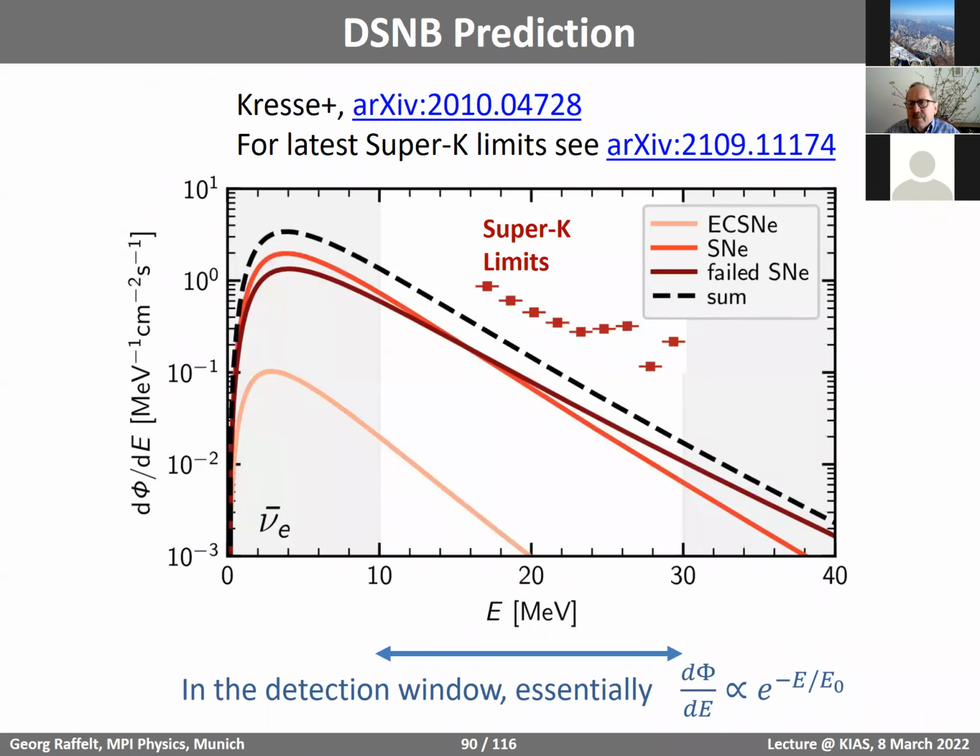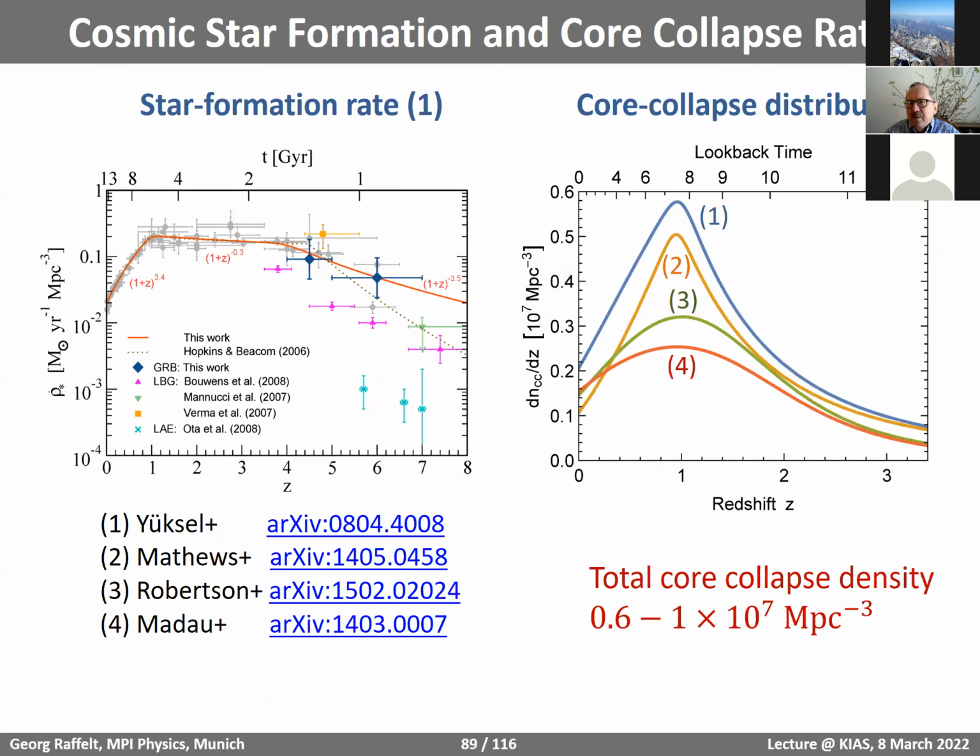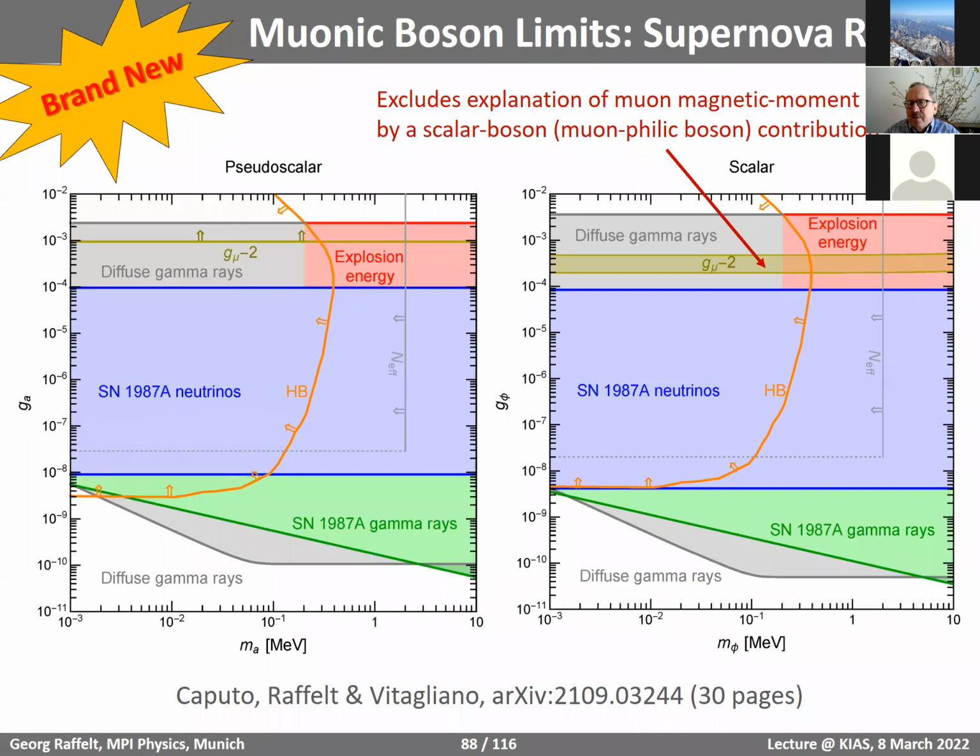Excuse me, sorry. Could you go back to the slide of the muonphilic scalar boson? Yeah, this one. Yes. So how do you exclude this muonphilic scalar? Could you explain, please?